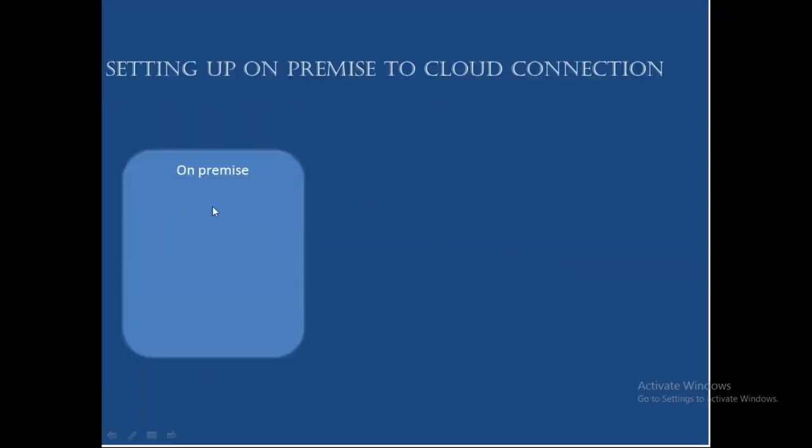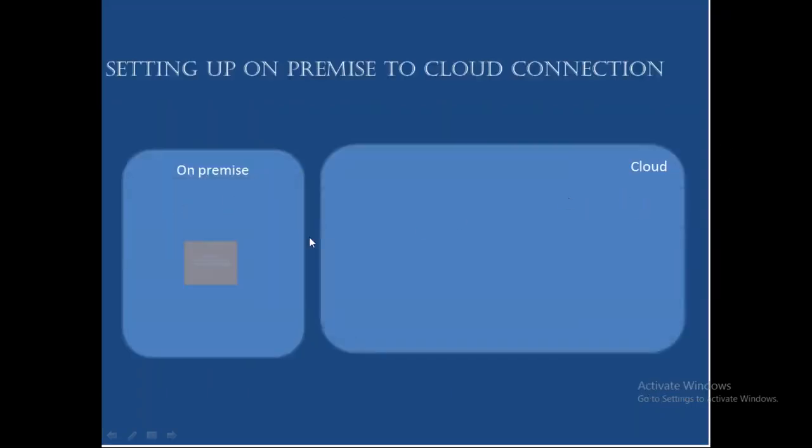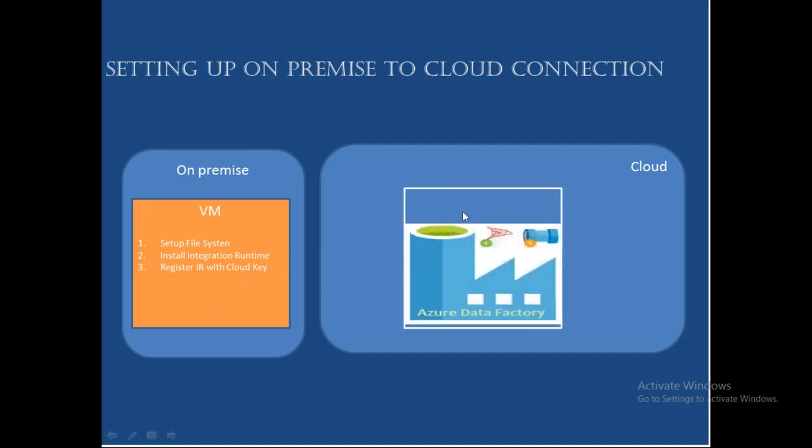Fine. Setting up on-premise to cloud connection. We have an on-premise here and a cloud here. In on-premise, I will create a VM. In this VM, we'll have a file system. Then to connect to this file system from the cloud, we need to install the integration runtime. Then we need to register this particular IR with the cloud key. What is that cloud key? You need to get it from Azure Data Factory. Once you get that key from Azure Data Factory and register it here, the connection will be established between Azure Data Factory and this integration runtime.